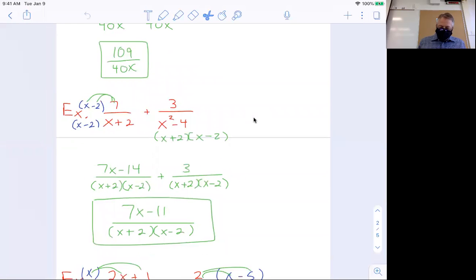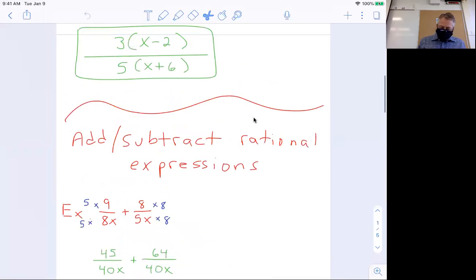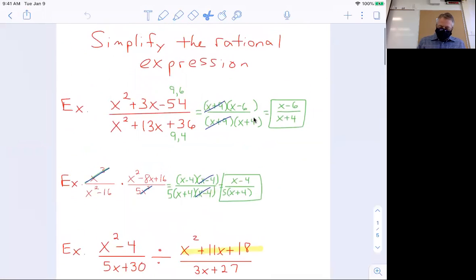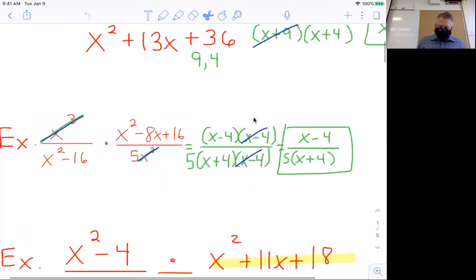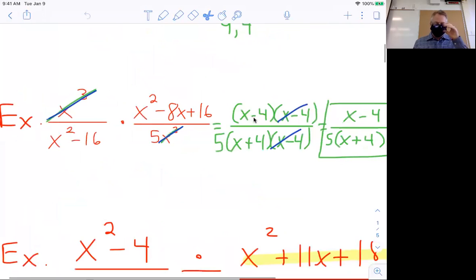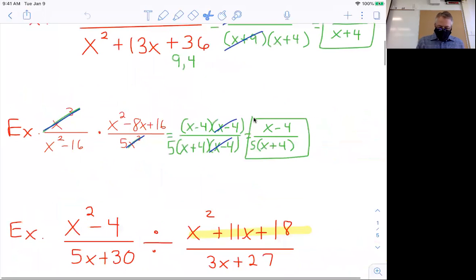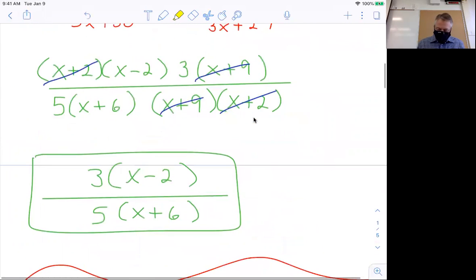So again, what we did before, and I'm going back a couple of dates here. We had these rational expressions where we were multiplying them. So you factor the top and factor the bottom, and you look to cancel whatever you can. And our answer was an expression. It had X's in it typically. We did a couple of those. Our answer looked like that in that case.